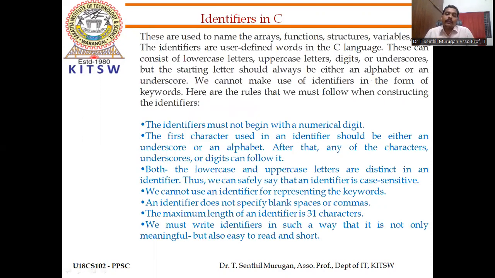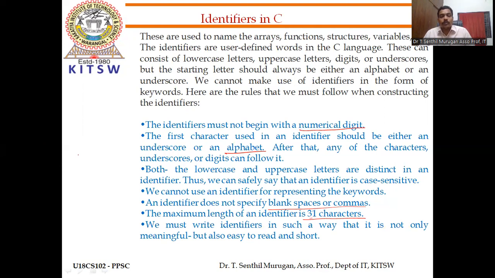So what is an identifier? An identifier is used to identify something. Okay, for example variable names. It may be used with numerical digits and alphabets. The only condition is there are no special characters. The maximum length we can use is 31 characters. Okay, so it does not allow blank space or commas in the identifier.